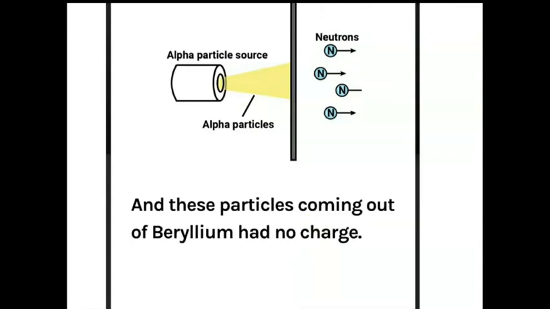Now he repeated his experiment. Instead of the beryllium sheet, he took boron sheet, and again alpha particles were struck. Again neutrons were generated. How did he come to know that neutrons are neutral? Because these particles did not show any deflection in the electric or the magnetic field. They went undeflected. So from there he concluded that neutrons are neutral particles.